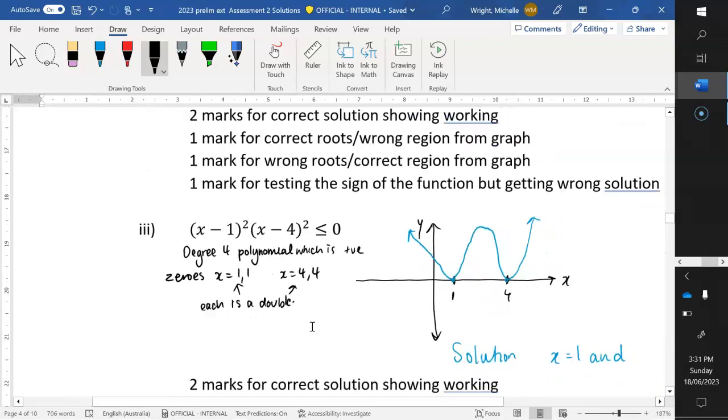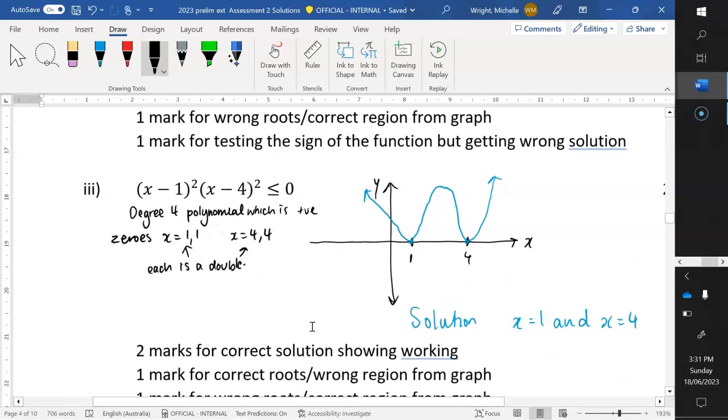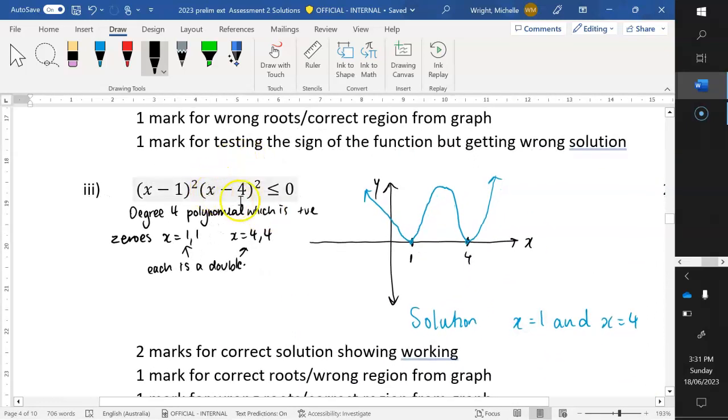Okay, this one over here, the last one on that first page. x minus 1 squared times x minus 4 squared is less than or equal to 0. Now, I wasn't looking at it as the multiplication of two different positive functions. We weren't testing that, but you could have done it that way. And a couple of people in Miss College's class looked at it that way, but my class have not done that yet. So what you'll see, it's a degree 4 polynomial.